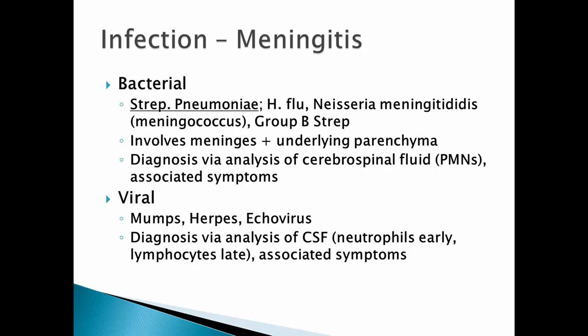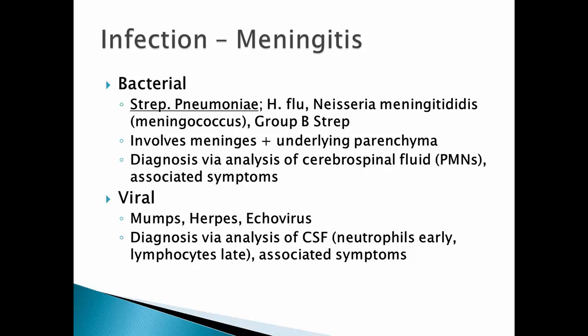With a viral infection, once again, still talking about the meninges and the underlying parenchyma, but we think about the viruses that are more likely to cause the meningitis. So we think about mumps, herpes, the echovirus. You'll also see this in HIV. Once again, the diagnosis is made via the analysis of the cerebrospinal fluid. And although we may see neutrophils early, we are more likely to see the lymphocytes later, as well as the additional associated symptoms. Individuals with a viral meningitis tend to be less constitutionally ill, with less high temperatures, than you'll see with a bacterial meningitis.